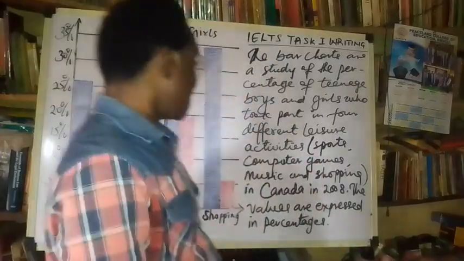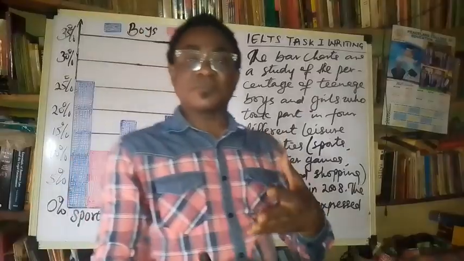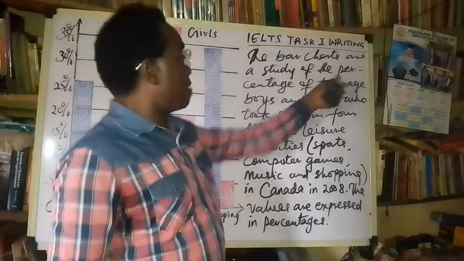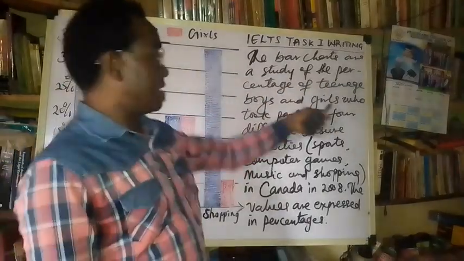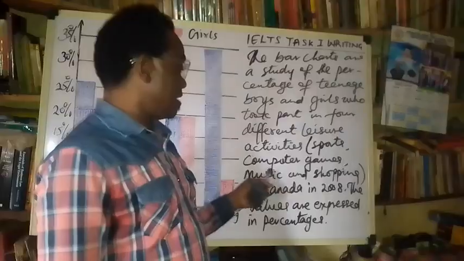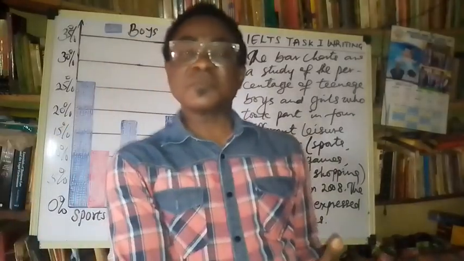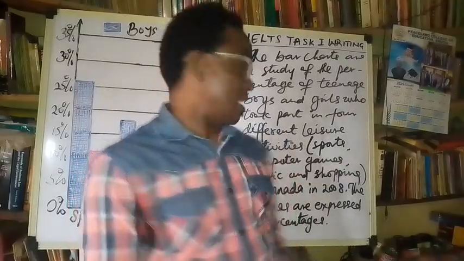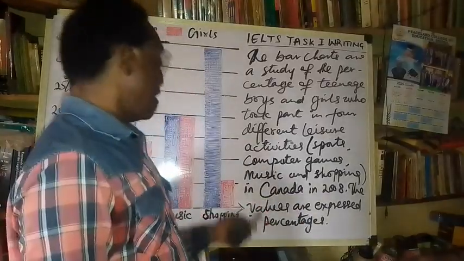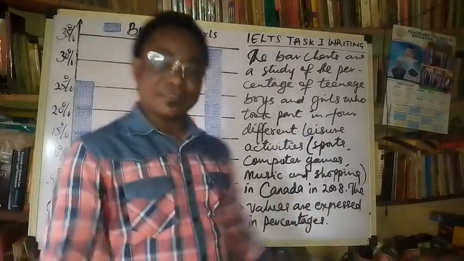Alright, we made a little amendment because there was some mix-up there. It says, the bar charts are a study of the percentage of teenage boys and girls who took part in 4 different leisure activities, that's sports, computer games, music, and shopping. It is necessary we mention the 4 leisure activities we are studying. In Canada, not France, like I mistakenly wrote before. In Canada, in 2008, the values are expressed in percentages.